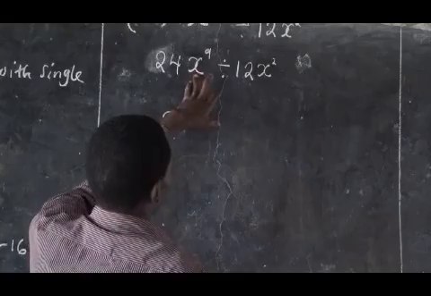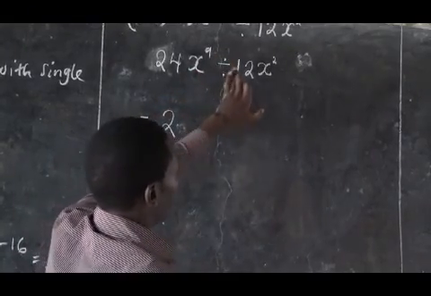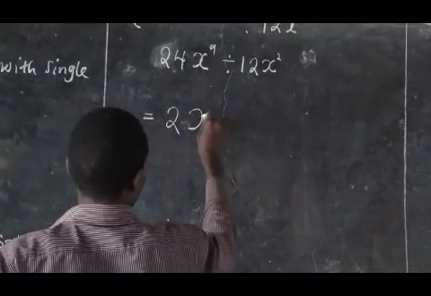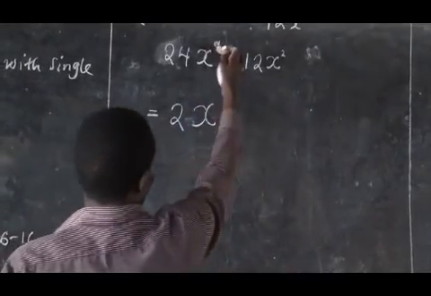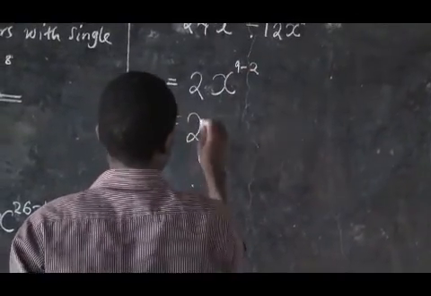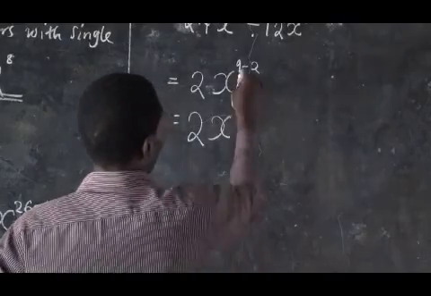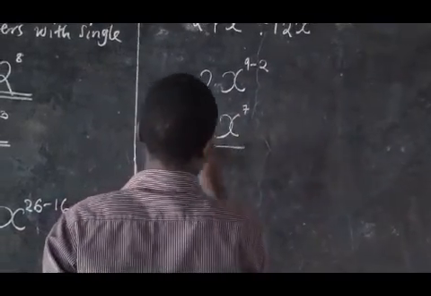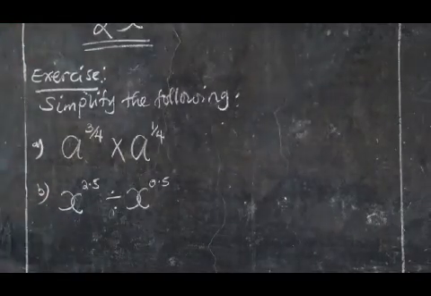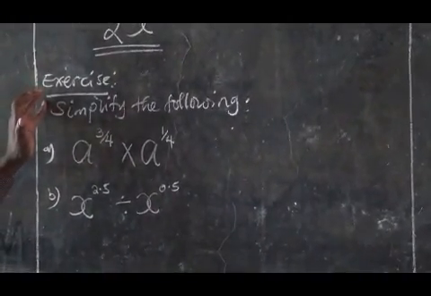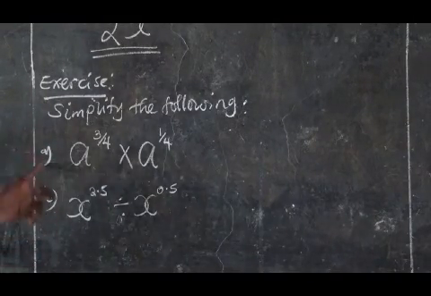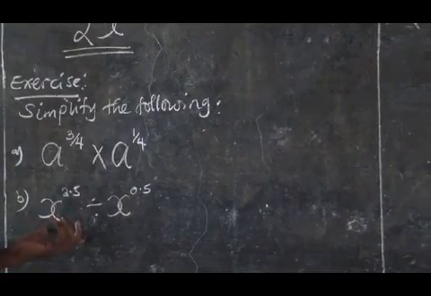So, we are going to say that x^9 divided by x^2. Now, we maintain our base, then we subtract the powers, as you know very well. It's 9 minus 2. So, it's going to be 2x^7 as our solution. Now, after we have solved these examples, you are able now to try out this exercise. It is only one number, part A and part B. You are going to be able to try out these ones.